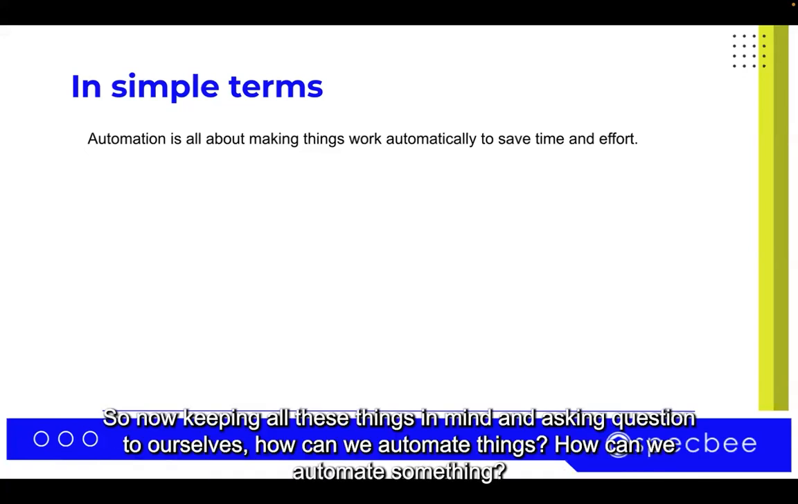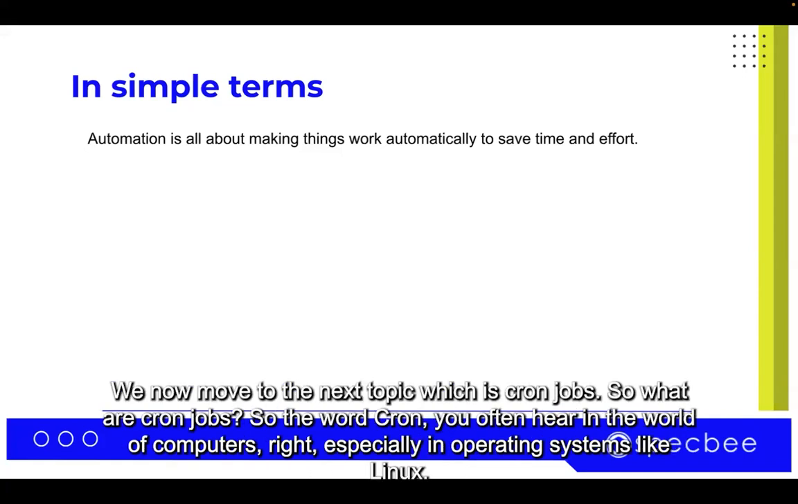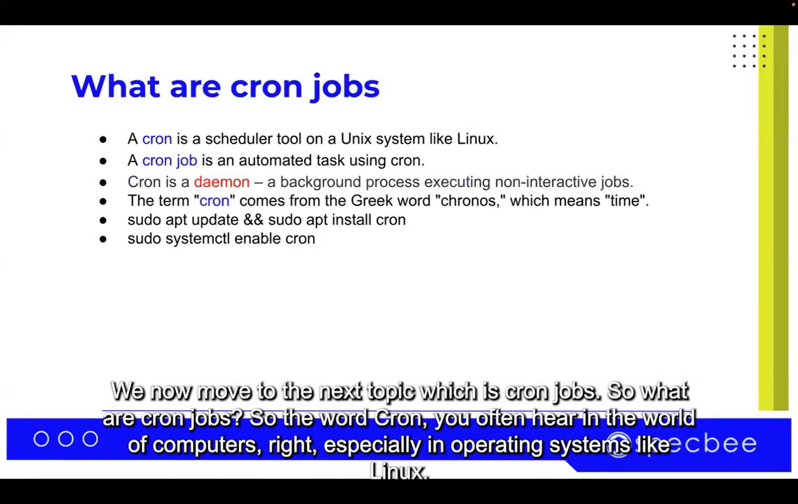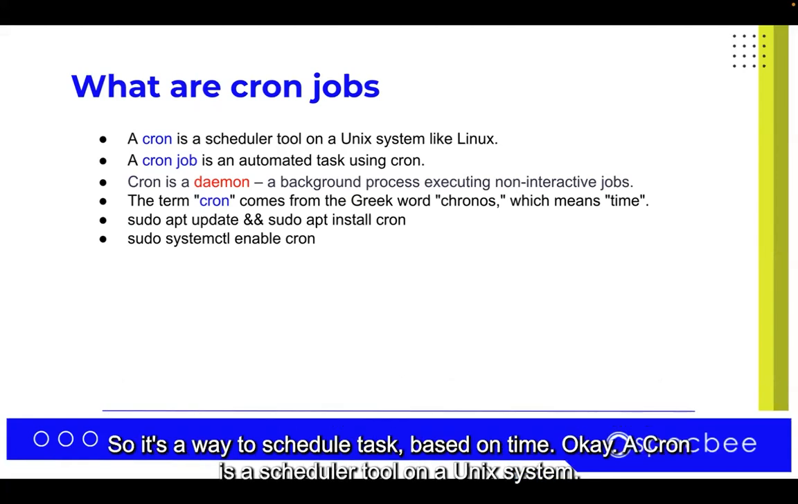Now, keeping all these things in mind, and asking ourselves how we can automate something, we move to the next topic, which is cron jobs. So what are cron jobs? The word cron is something you often hear in the world of computers, especially in operating systems like Linux. It's a way to schedule tasks based on time.